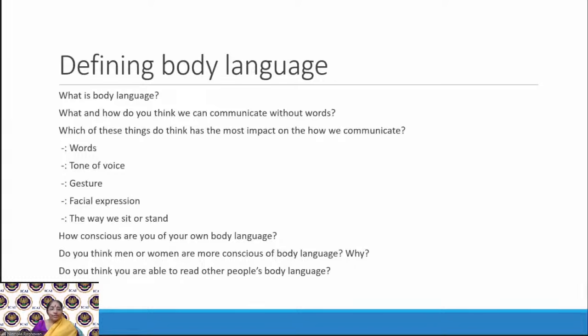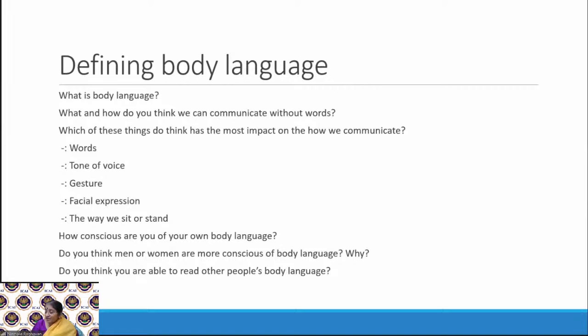Okay, what is body language? What and how do you think we can communicate without words? Which of these do you think has the most impact on how we communicate? Words, tone of voice, gesture, facial expression, the way we sit or stand. Okay, fidgeting with your fingers means you're very restless. Shrugging your shoulders means either you're scared or you don't care. So each movement, each facial expression has signals that communicate.